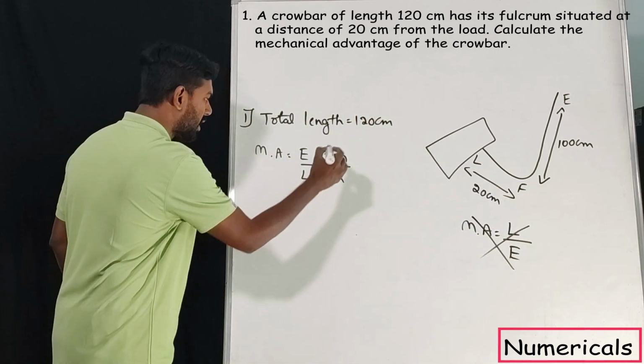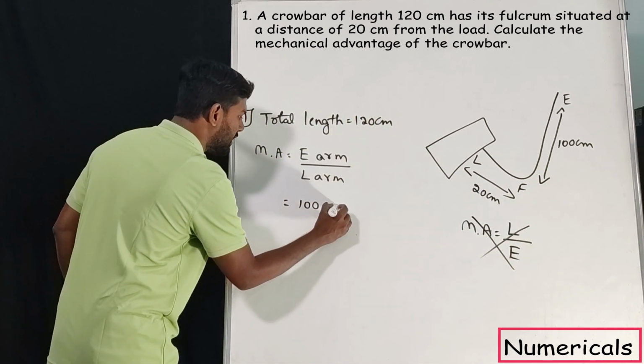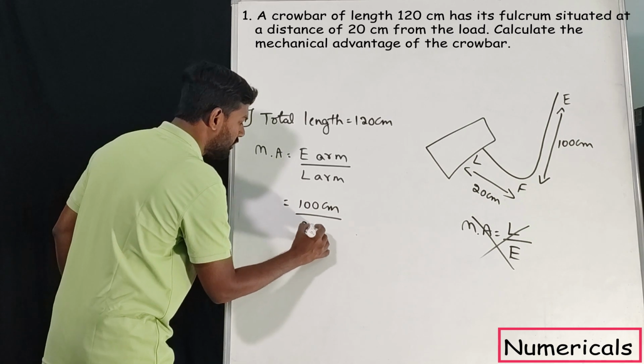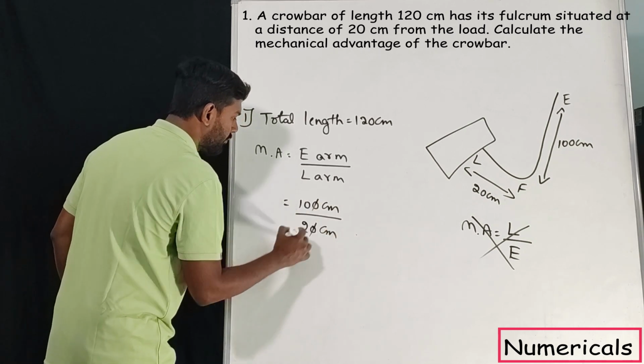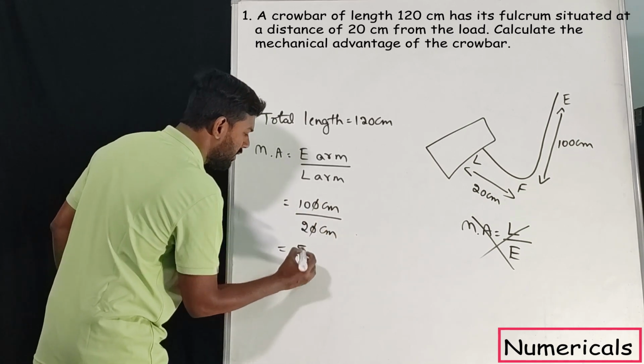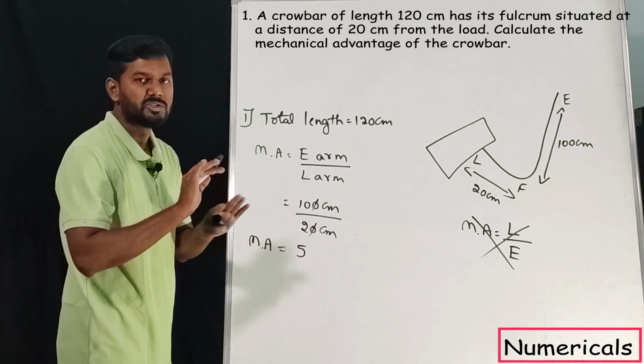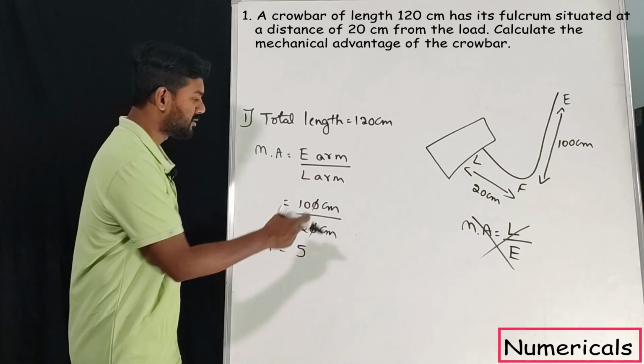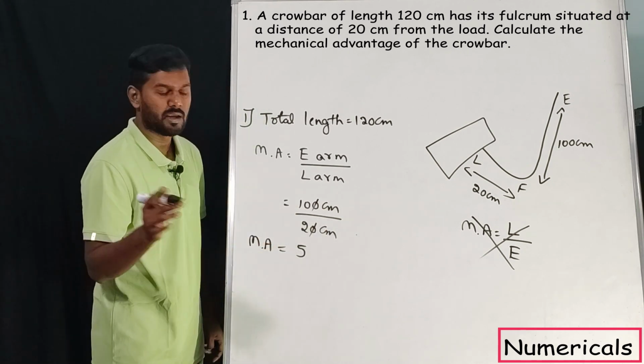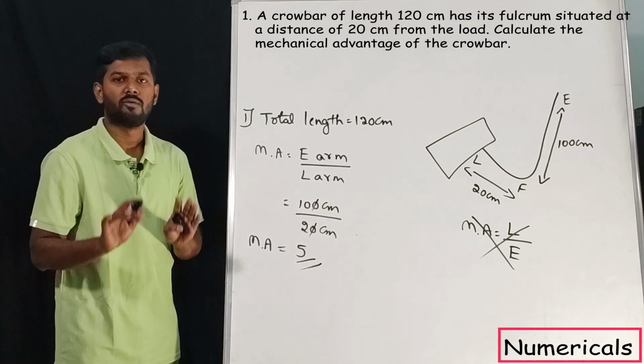Effort arm is 100 centimeter and load arm is 20 centimeter. So this will be 5. What is the unit for mechanical advantage? There is no unit for mechanical advantage, because centimeter and centimeter will get cancelled. This is our final answer.